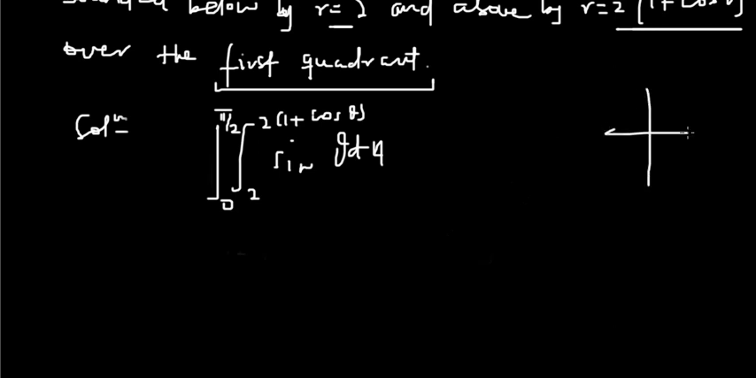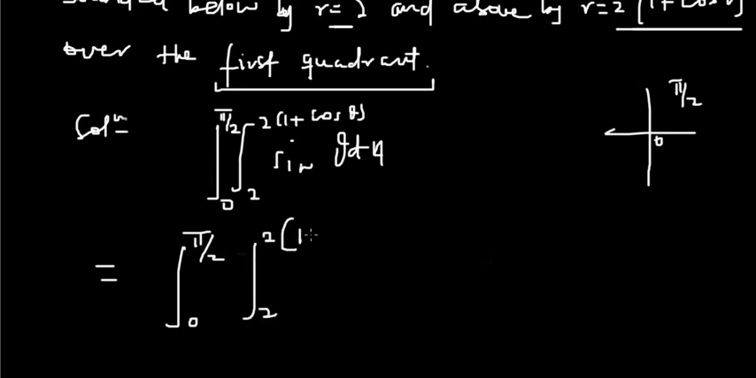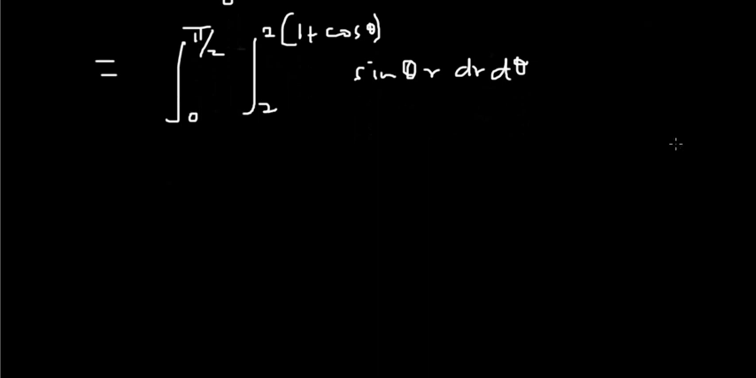This is our first quadrant, 0 to pi on 2. You could just rewrite this to make it clearer: the integral from 0 to pi on 2, and then from 2 to 2 open bracket 1 plus cos theta, of sine theta r dr d theta.